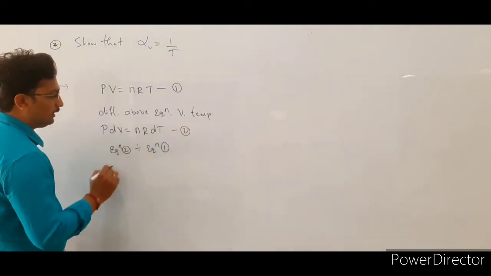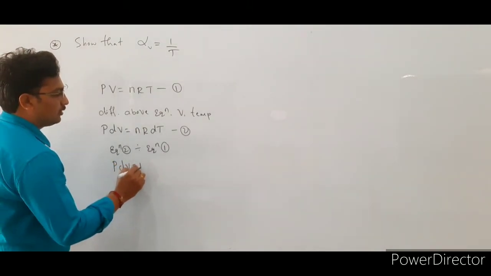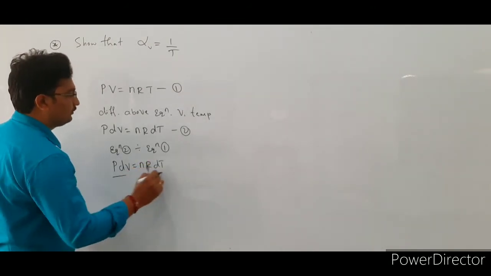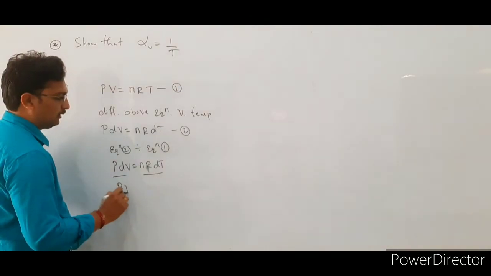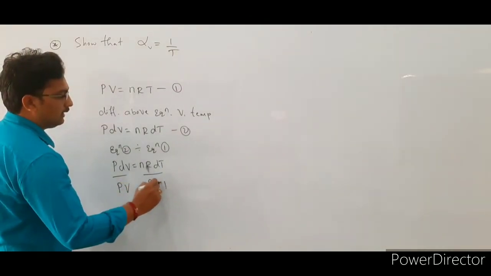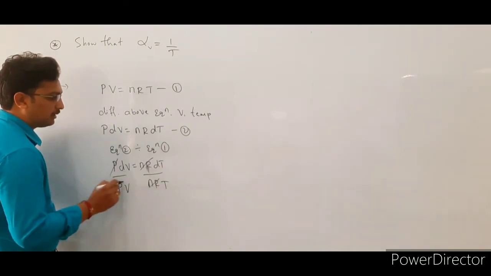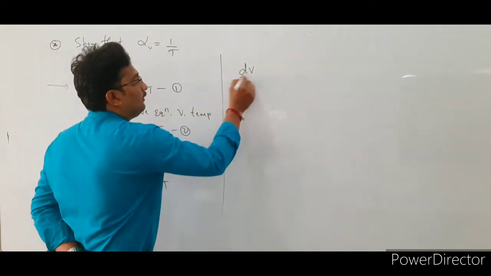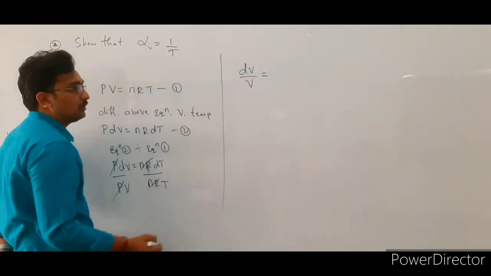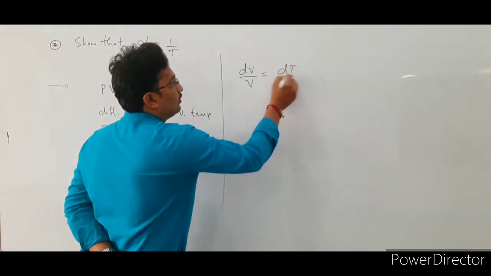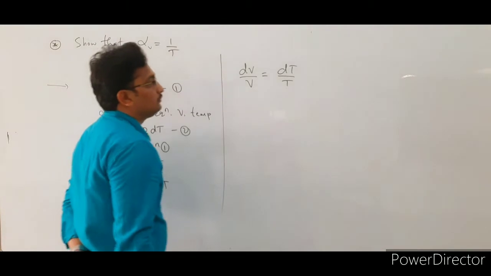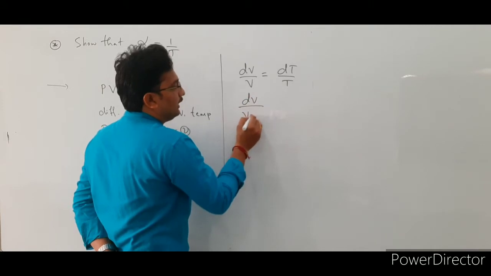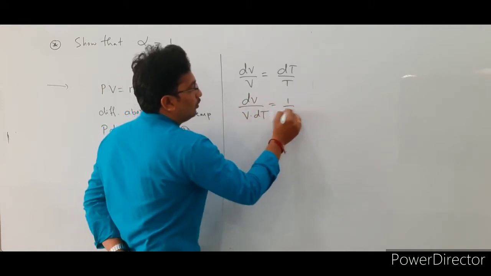What is equation number 2 here? That is P dV is equal to nR dT, divided by equation number 1, that is PV is equal to nRT. Here nR gets cancelled, pressure gets cancelled. So what are the remaining terms? That is dV by V is equal to dT by T. Next, take this term to this side, so dV divided by V into dT is equal to 1 by T.